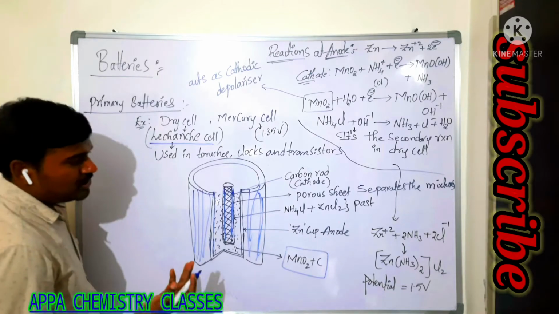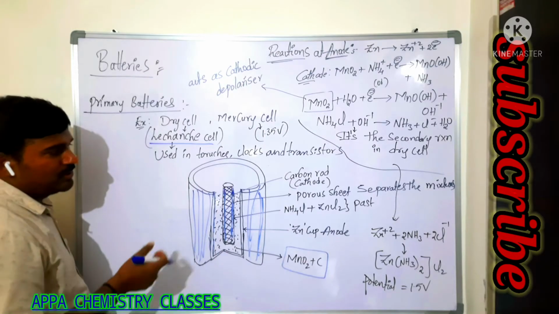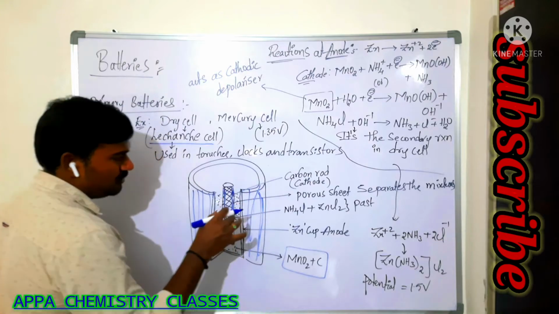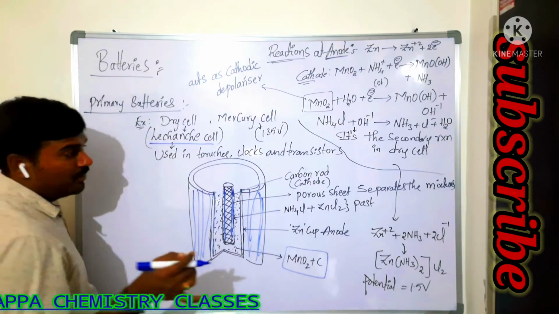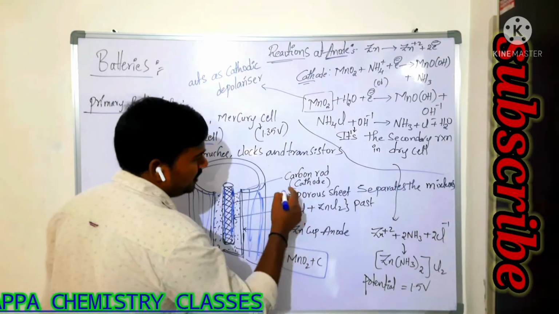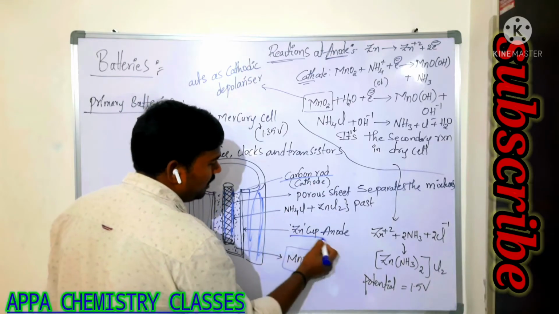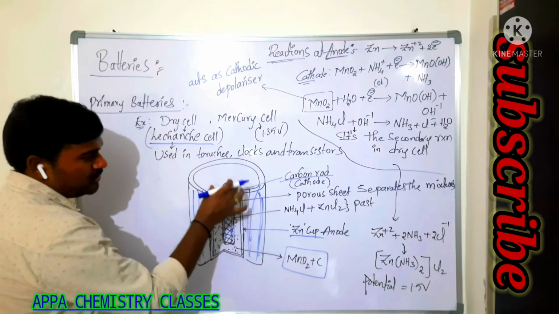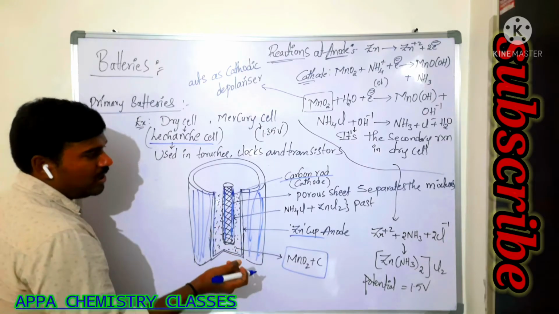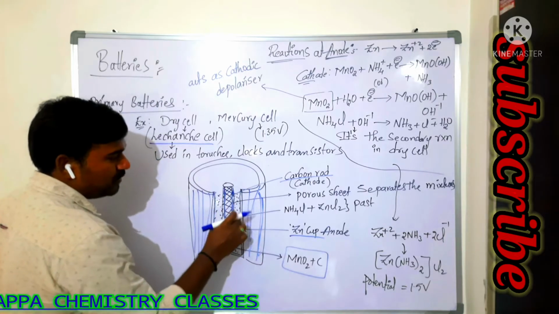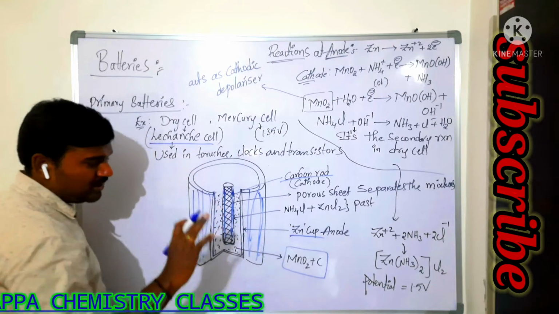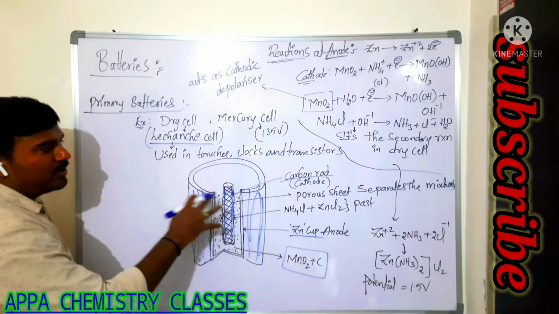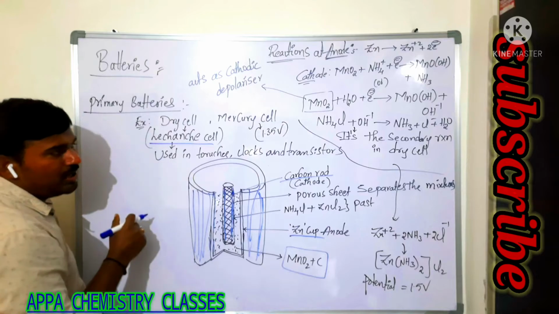So what actually happens, what type of reactions take place here? What is the cathode, what is the anode, that is very important, and what type of reactions take place at the anode and cathode we have to see. Here the anode is the zinc rod, so carbon is the cathode. The porous sheet separates these two mixtures. Is that clear? That is the setup of the dry cell, that is also called the Leclanche cell.